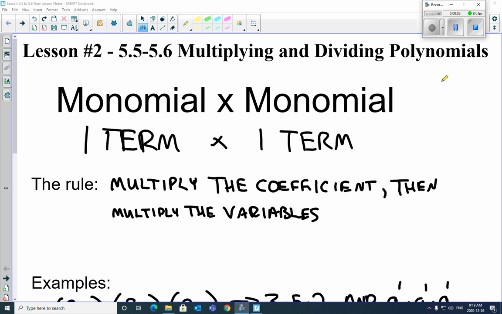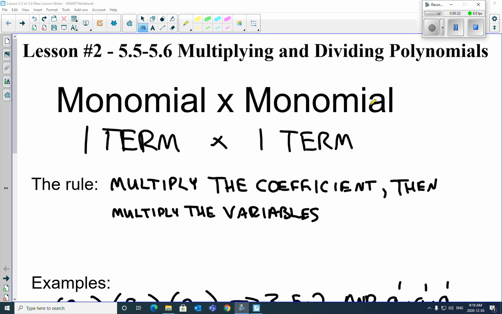So this lesson is 5.5 to 5.6, multiplying and dividing polynomials. It's a continuation from the last lesson that we did on adding and subtracting polynomials. So what we're going to do now is move past addition and subtraction to multiply and divide. I'm going to show you two ways. I'm going to show you mathematically, and then I'll show you with the algebra tiles again.